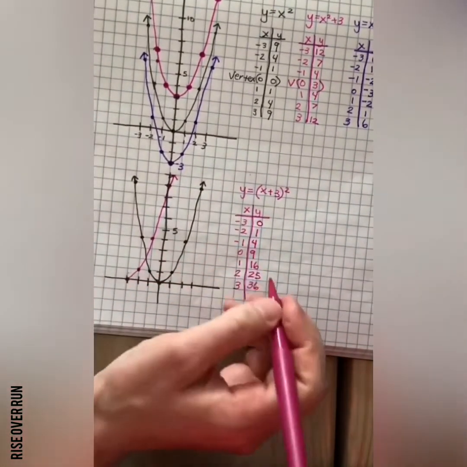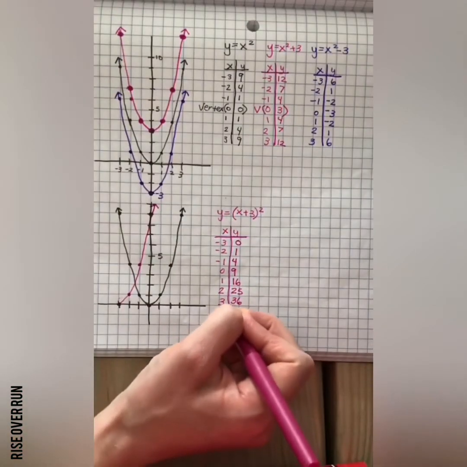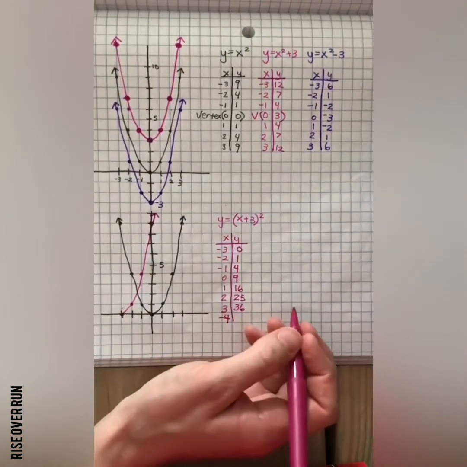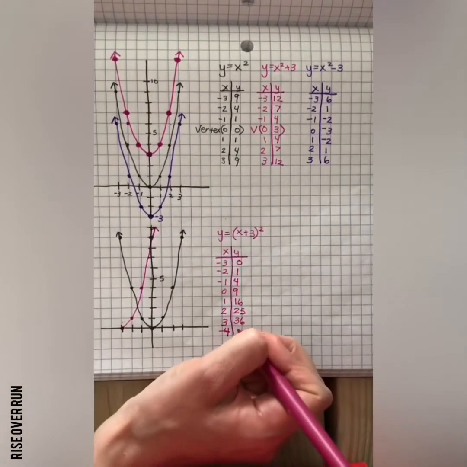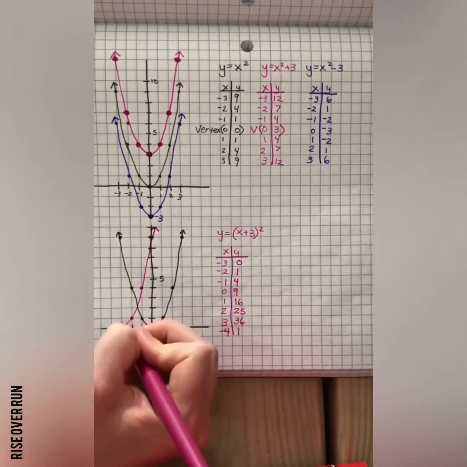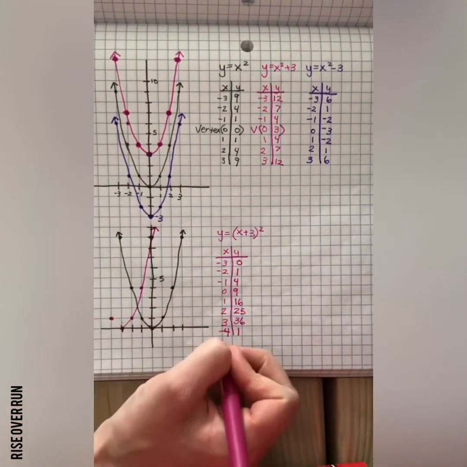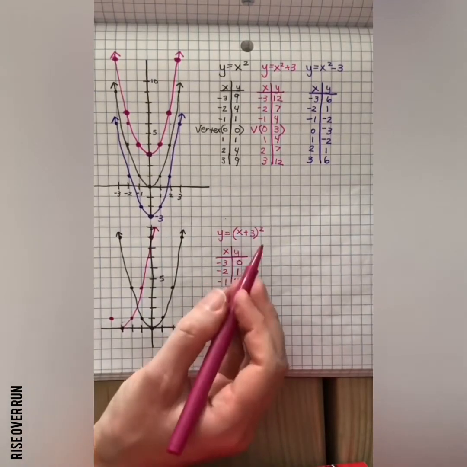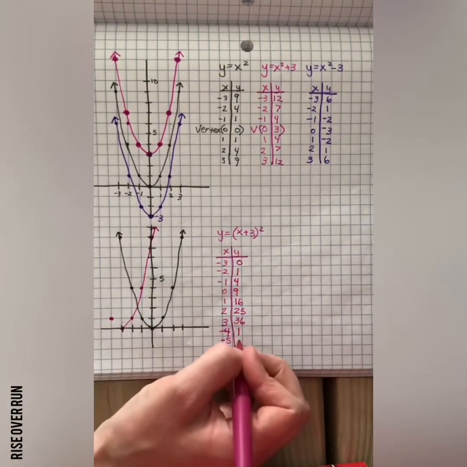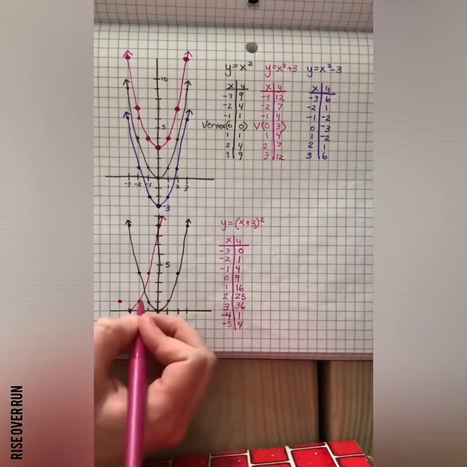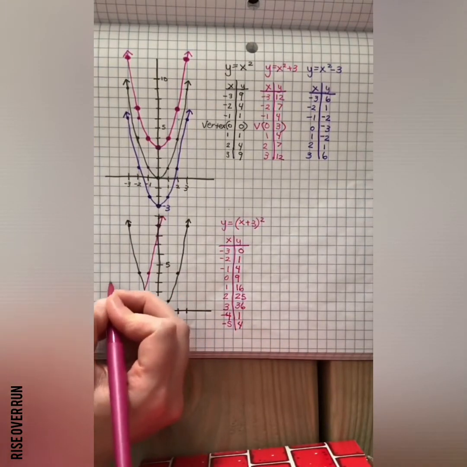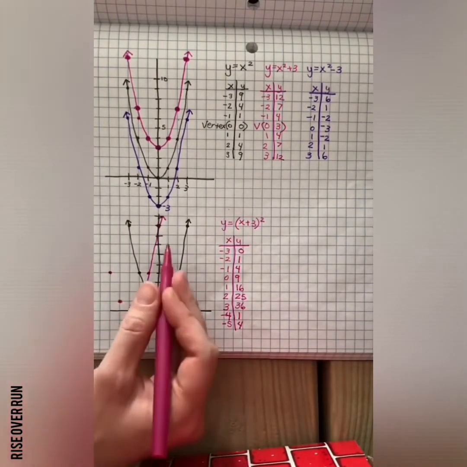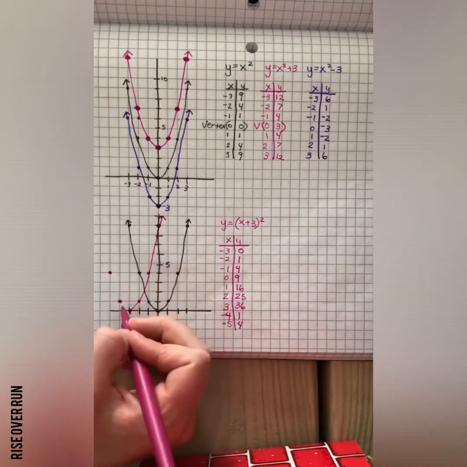Let's plug in -4. -4 plus 3 is -1. -1 times itself is 1. -5 plus 3 is -2. -2 times itself is 4. And now I can see this parabola is forming.